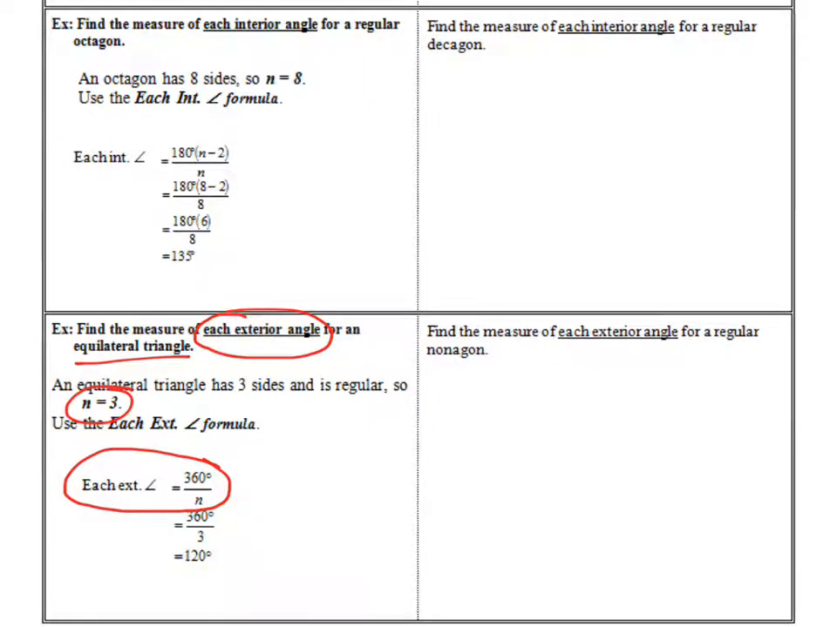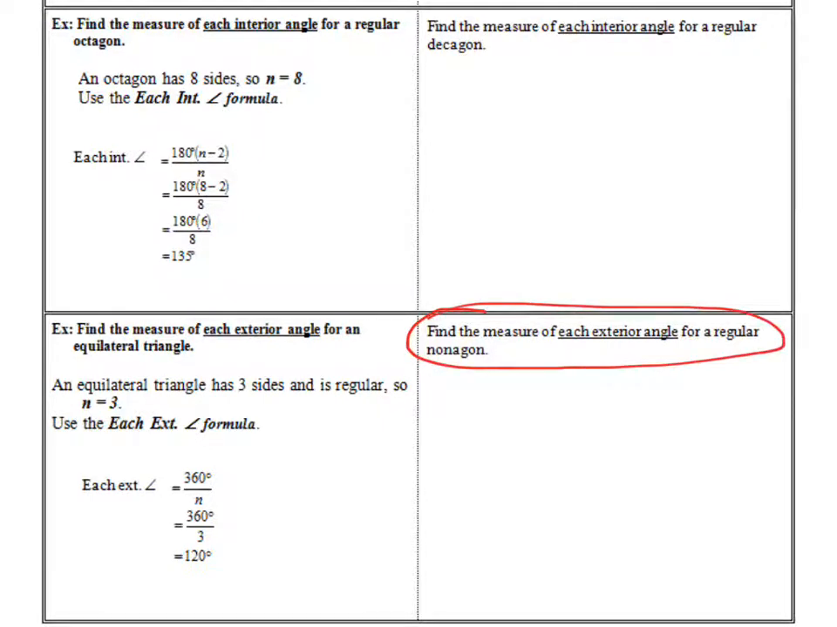Notice in this case, I did not say a regular triangle, I just said equilateral. But of course, an equilateral triangle must also be equiangular and therefore is regular. And so this still works for my regular polygon formulas. All right, pause the video and try doing an example for a nonagon.